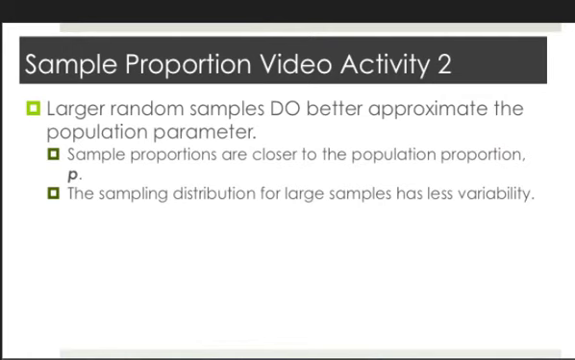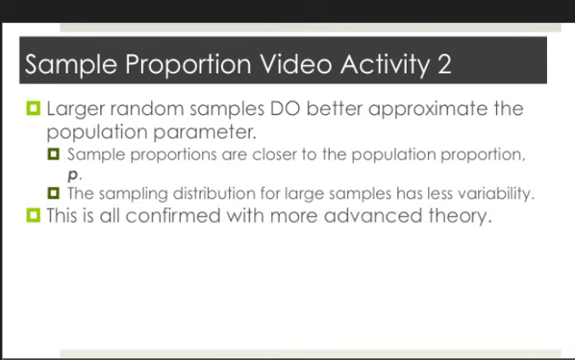So as we just saw in that second video activity, when we take larger random samples, we do get better approximations for the population parameter. In fact, the sample proportions are closer to the population proportion P, and the sampling distribution for large samples has less variability. This all gets confirmed with more advanced theory that's going to tell us specifically what we can expect to be the relationship between a sample proportion and a population proportion. In the next video, we'll look at what that theory tells us, along with a couple of examples to help drive those points home.